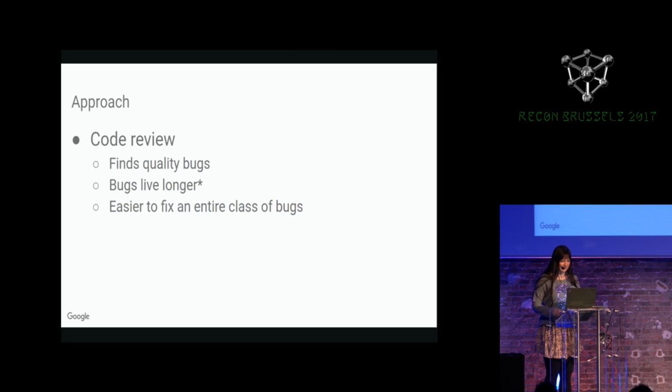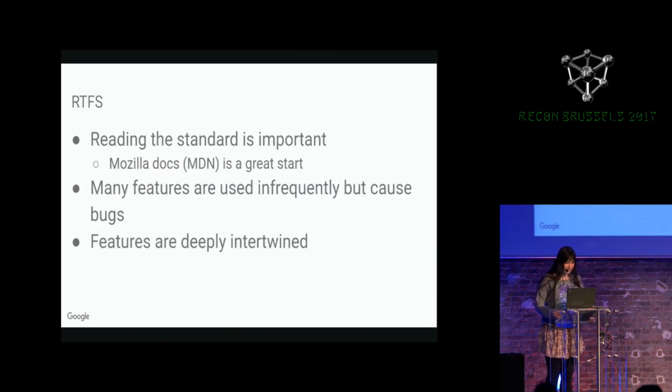Sometimes it's not always clear what causes them, but if you spend a lot of time looking at the code, you can figure out why they happen and hopefully find all 10 places where that happens. So how do you start? I have my RTFS there.